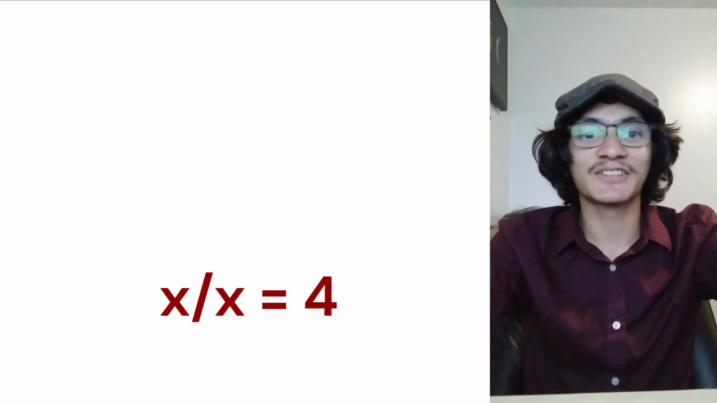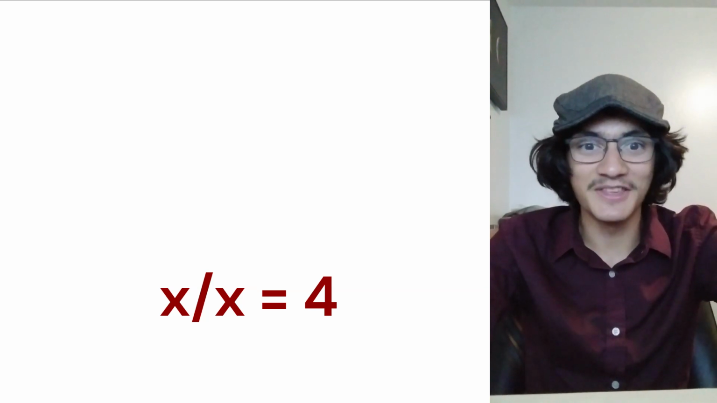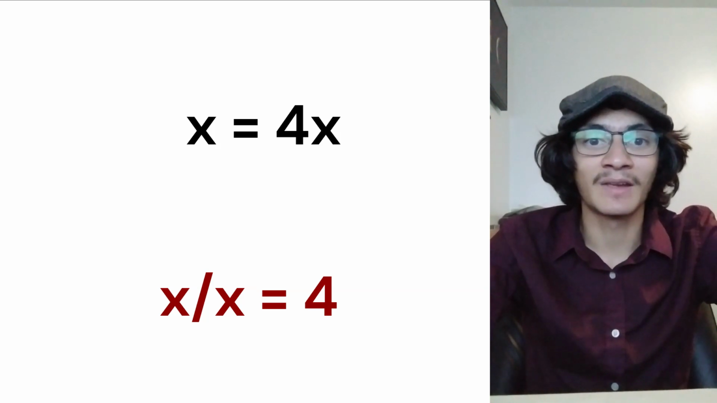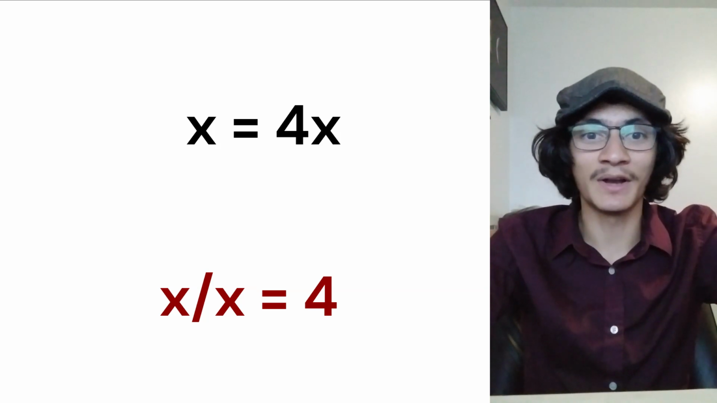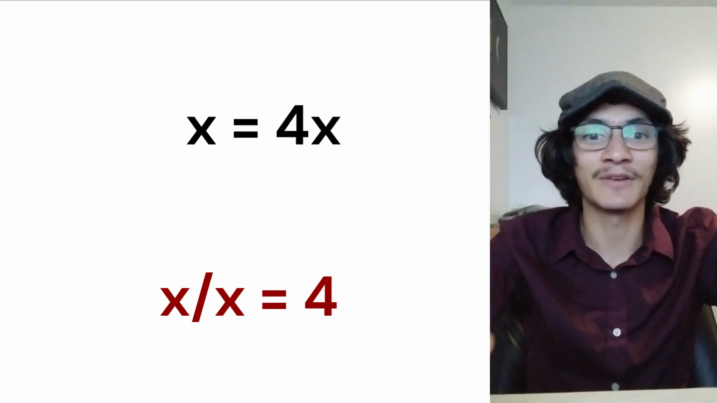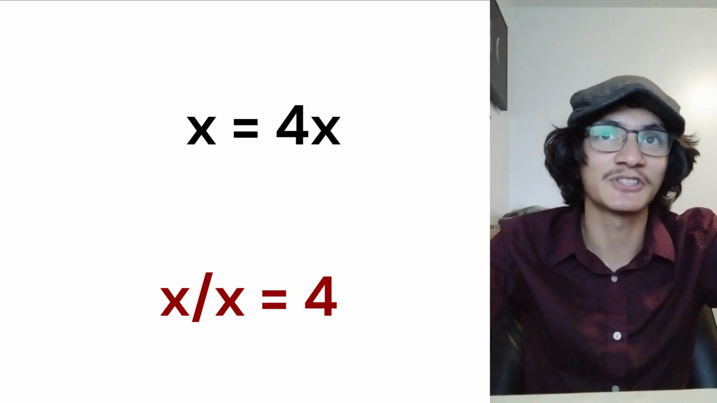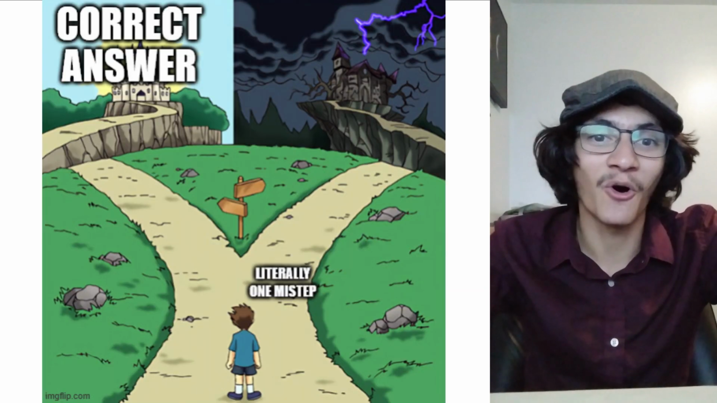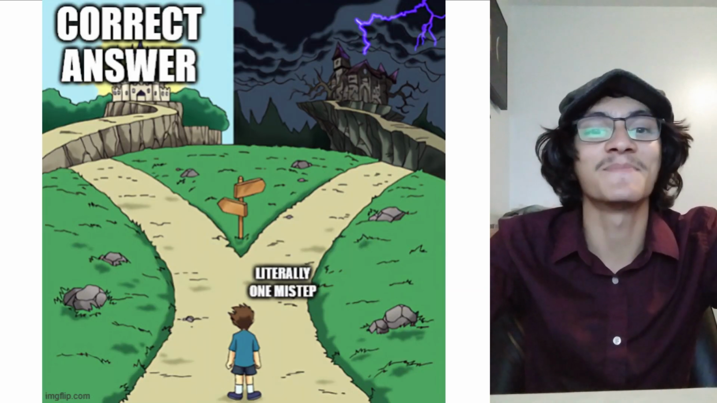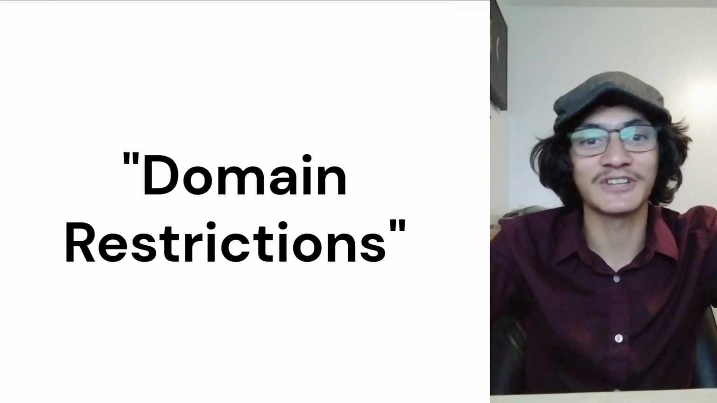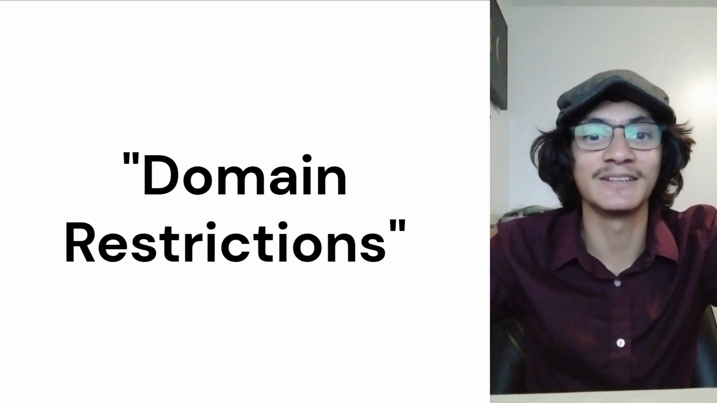The equation x over x equals 4 has no solution, but the equation x equals 4x does. These equations seem to be one step away from each other, but that step can come with a hidden assumption, and that one step is all it takes to enter a path of confusion. They're called domain restrictions, and they are quite easy to deal with.